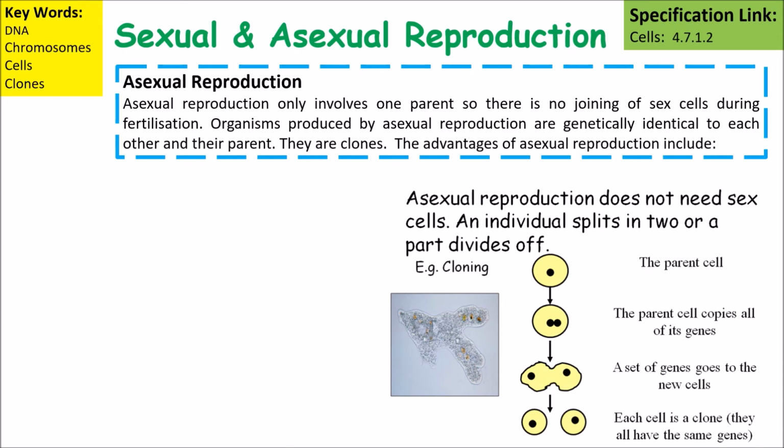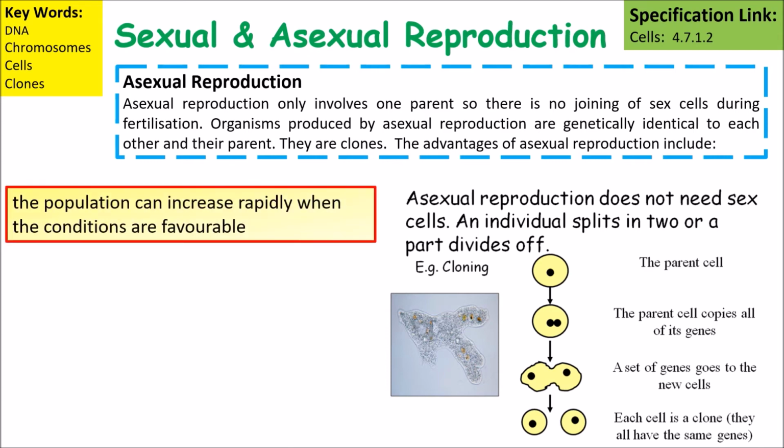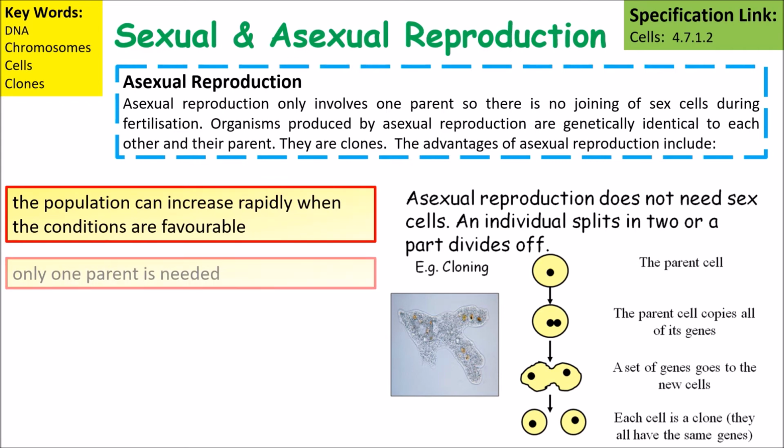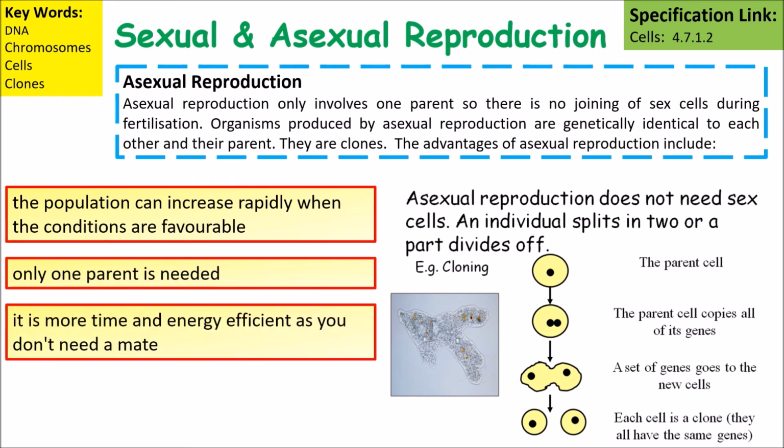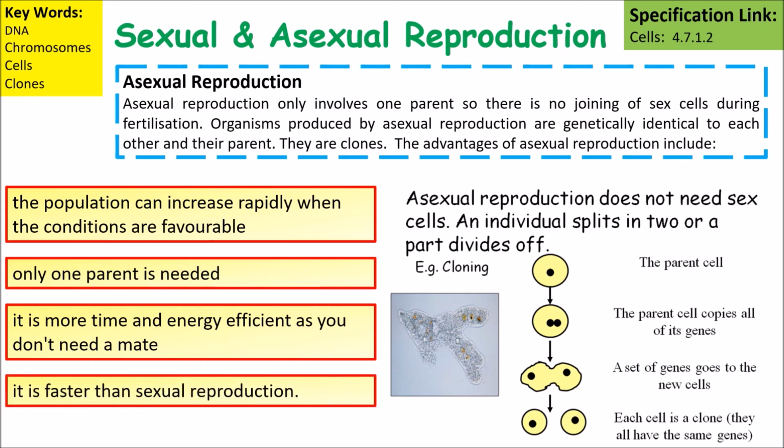There are some advantages of asexual reproduction. The population can increase rapidly when the conditions are favourable. Only one parent is needed. It is more time and energy efficient as you don't need to mate, and it's faster than sexual reproduction.